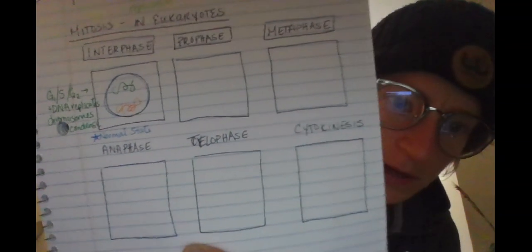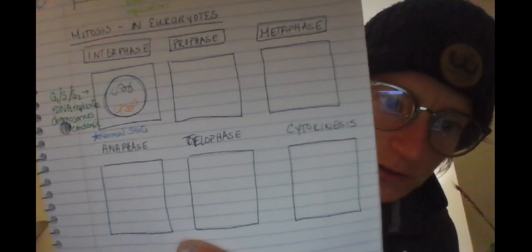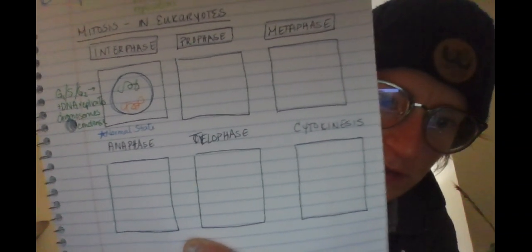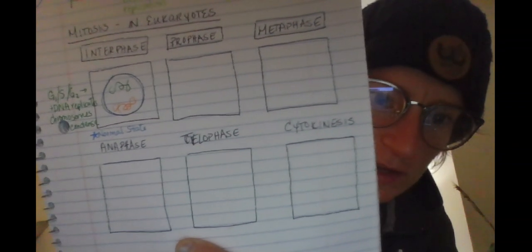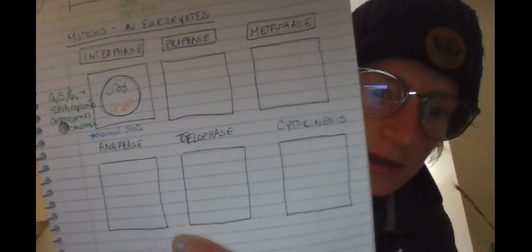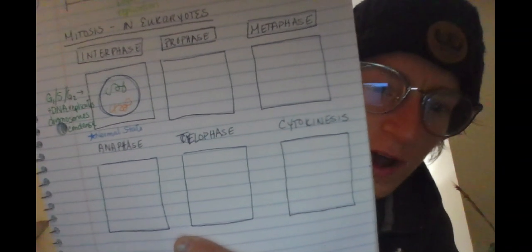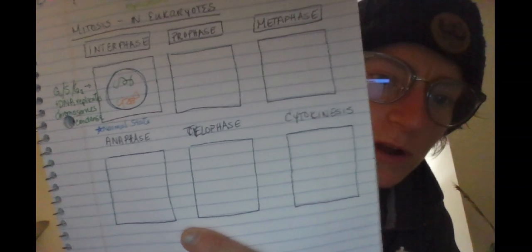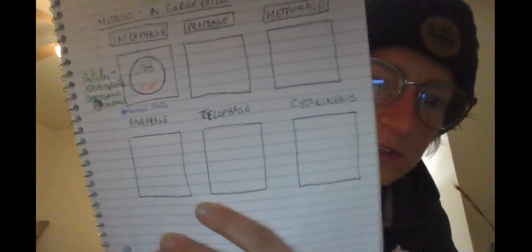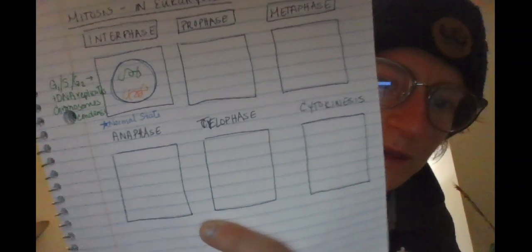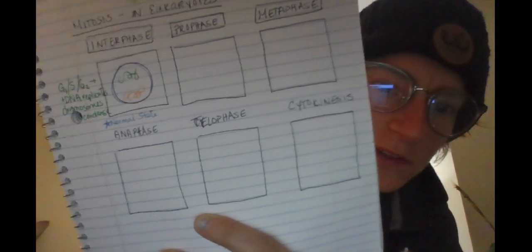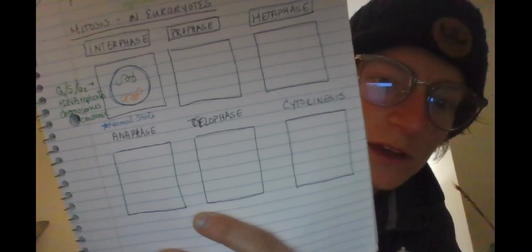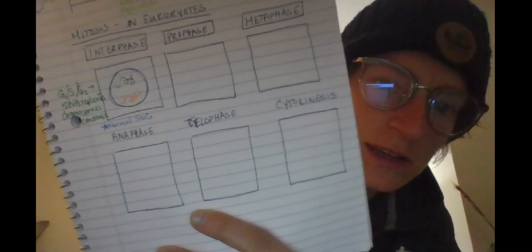Okay, so I set up each of my boxes, and then I took notes here. G1, S, and G2, the DNA replicates and the chromosomes condense. And then I wrote a note. This is the state that cells are most of the time found in. Most of their life cycle is spent just growing and doing their thing, making proteins, breaking down glucose, making energy, all the stuff that happens in a cell. That's the normal interphase. So then we're going to move into prophase, metaphase, anaphase, telophase, and cytokinesis.